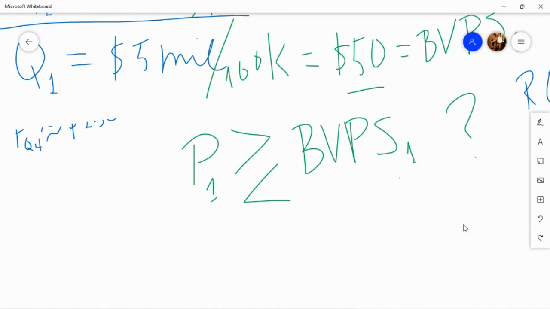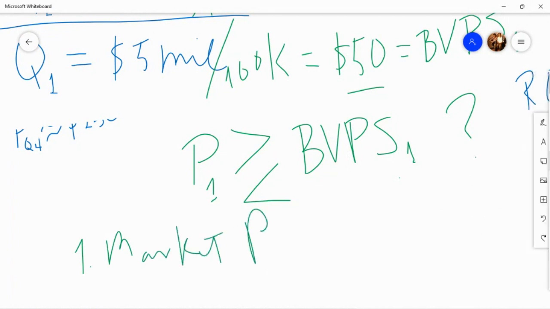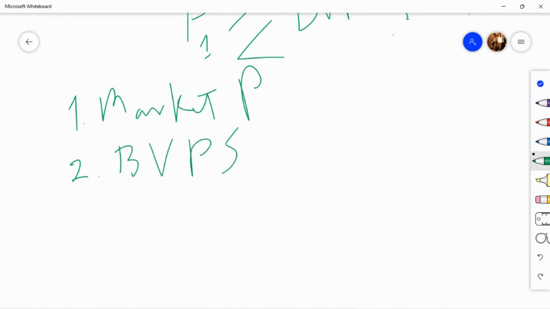Three different prices. One is the market price. Two, book value. Three, intrinsic value.